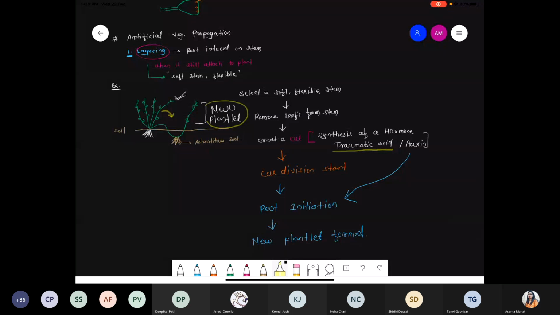Got it? Clear? A few steps are important. Number one, the plant should have root initiation from the stem. Second, first of all, you have to create a cut. Third, the new plantlet should be attached to the parent plant. And the fourth, synthesis of auxin, that is traumatic acid, and such traumatic acid initiates root initiation, increases the cell division process, and finally there is a formation of the new plantlet. Such a method is called the layering method. Done?